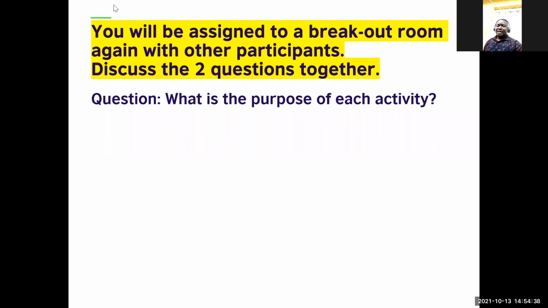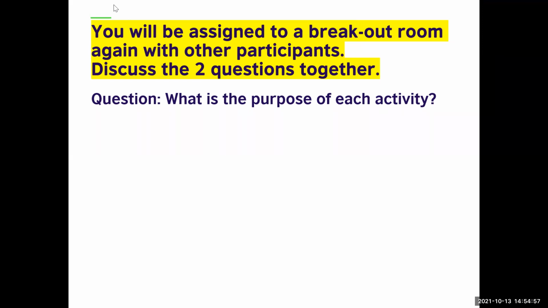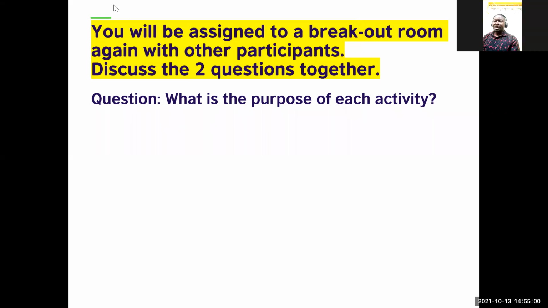And this is time to share what you discussed in your different groups about the purpose of each activity. Can we start with group 3? If there is an idea in group 3, the purpose, you just give one activity and the purpose of it to give room for other people to continue. Room 3, no one is available. Okay.